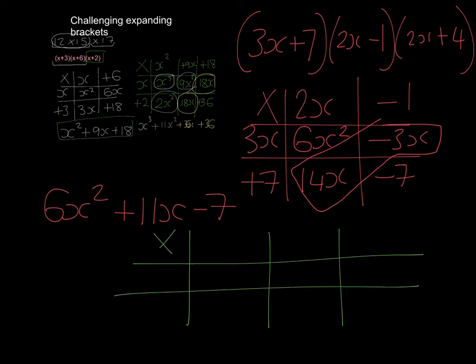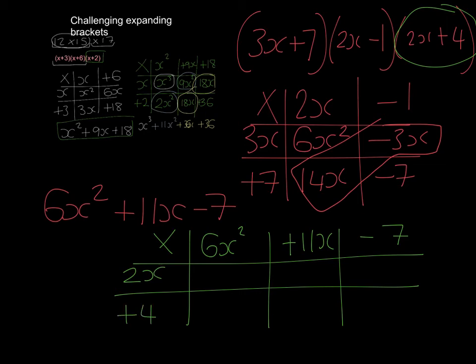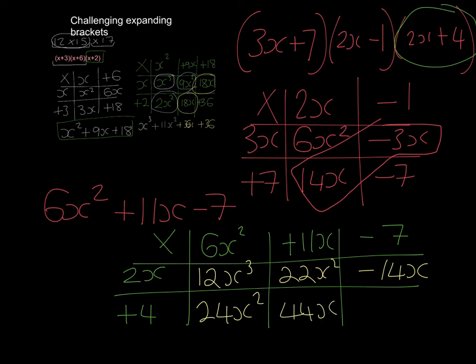So you've got 6x squared, 11x minus 7 being multiplied by the final part on that question, which was 2x plus 4. Then just need to complete the grid. So this time it's going to be 12x cubed, 2 lots of 11x, 22x squared, minus 7 times 2 is going to be minus 14x. That's going to give you 24x squared. 11 fours are 44, so that's going to be 44x. And the final part there, minus 7 times 4, is going to give you minus 28.